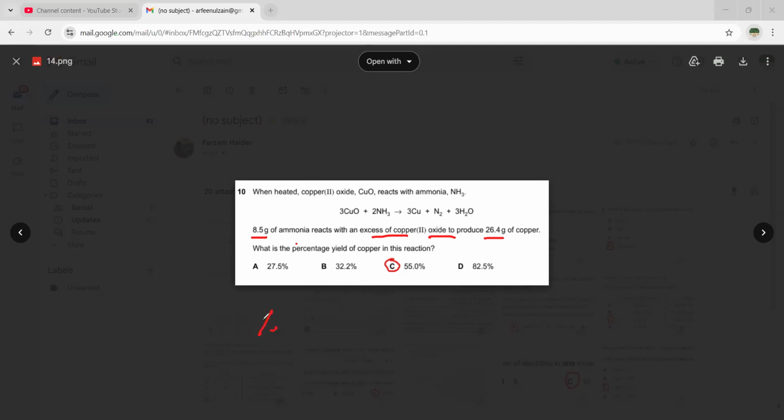The percentage yield of a product is the practical value divided by the theoretical value, times 100. That's how we get the percentage yield. Practically, we are getting 26.4 grams of copper. That is the practical value. Theoretically, how much should we get?